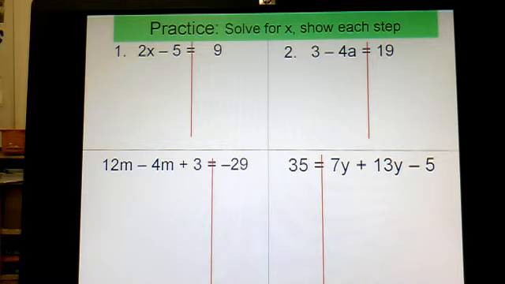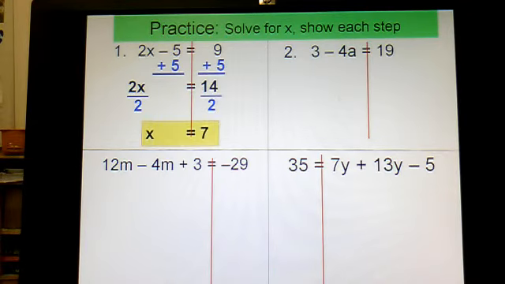Maybe do these on your own and then look up and double check to see if you got the correct answer. You might do them in a different order, which is perfectly okay, as long as you have the same solution and your solution works if you plug it back in and check it. Hopefully you're thinking add 5 to both sides. You get 2x equals 14. Divide both sides by 2. And you get 7 for that first one.